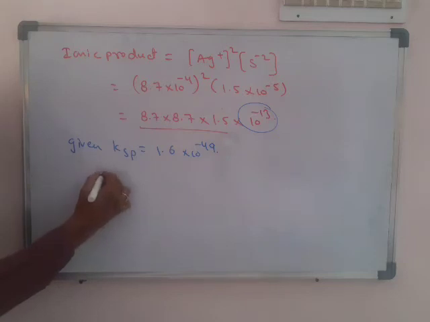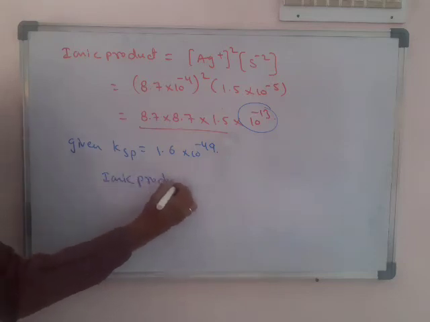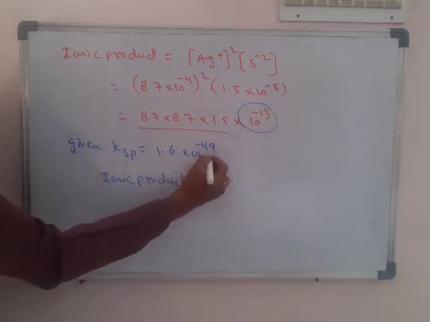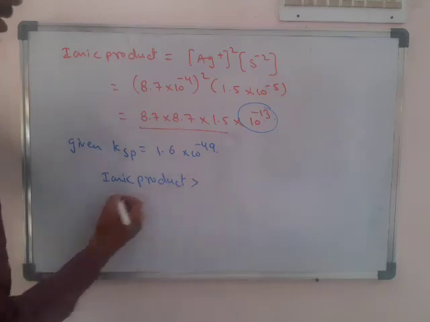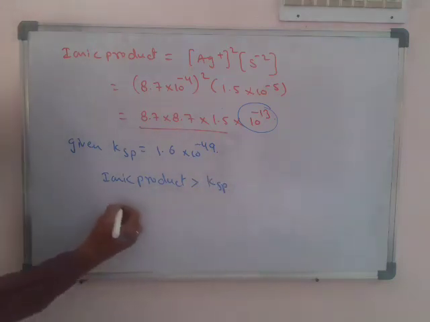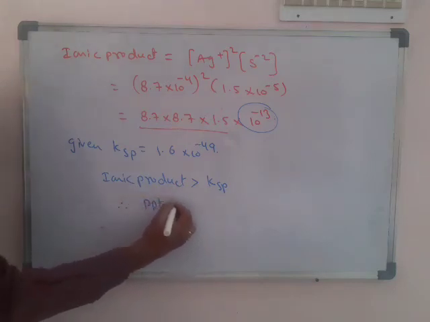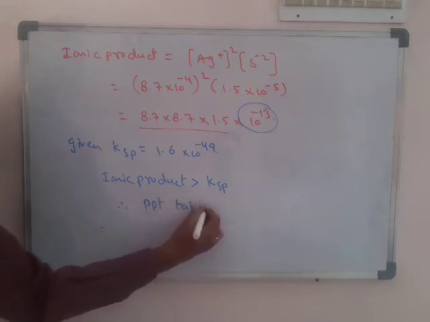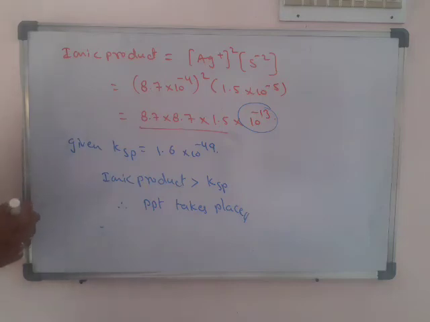So therefore, the ionic product is 10 power minus 13, compared with minus 49, which is very much less, which means the ionic product is higher. The ionic product is greater than Ksp. So therefore, there is a formation of Ag2S. Precipitation takes place in the reaction.